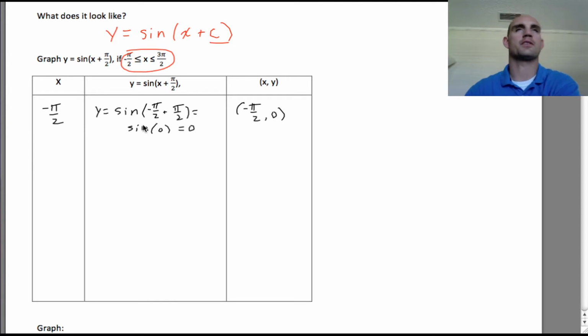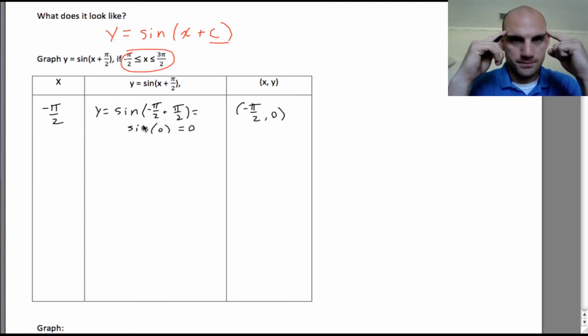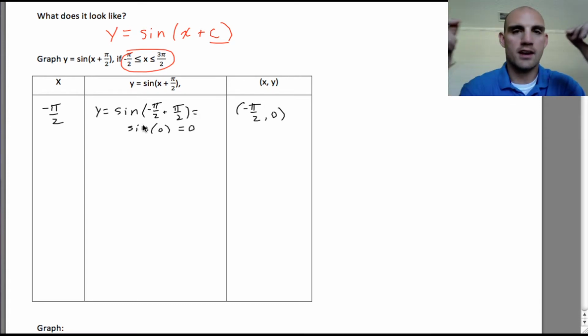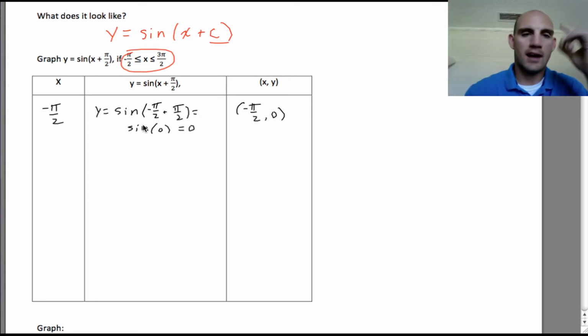Okay, it's that simple. Now, part of being a smart math student is recognizing this pattern and seeing what it is that they want us to do. Obviously, they started at negative pi over 2. We are going in increments of pi over 2. So a smart decision for me might be to say, let's keep going with these pi over 2 increments. So if I move up just a pi over 2, I get to 0.